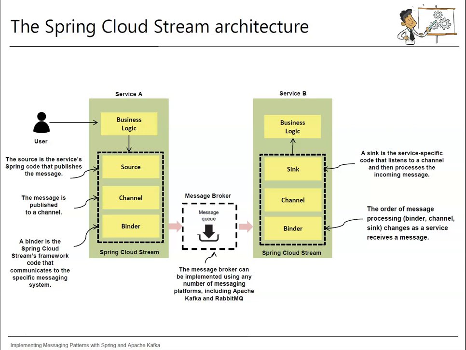The flow of construction is: the producer creates a message and sends this message to the broker. The broker is responsible for delivering the message to the consumer, and the consumer will process this message.